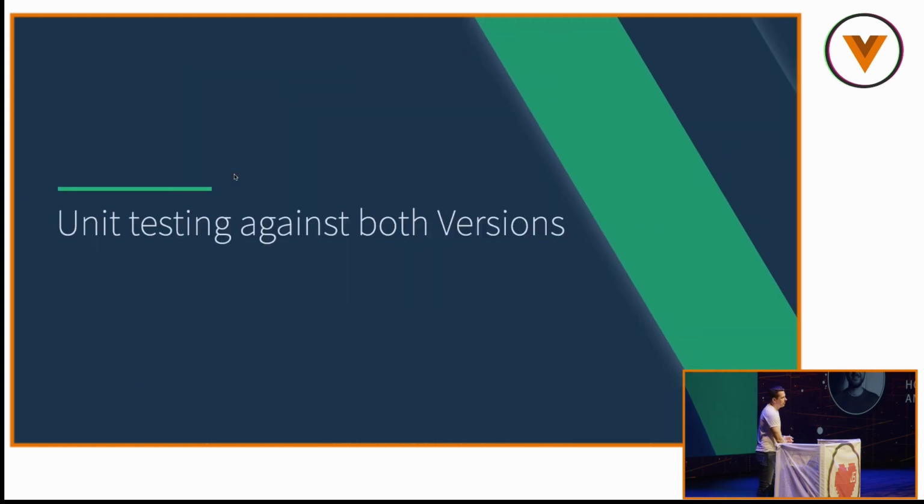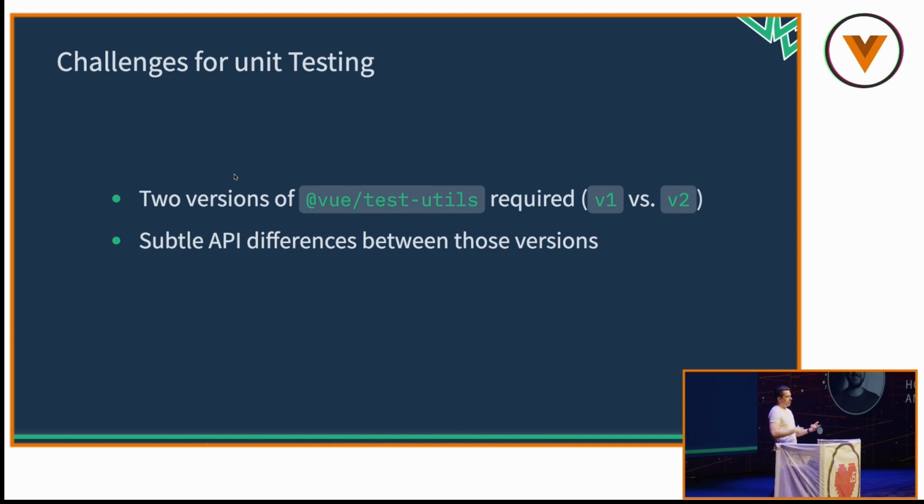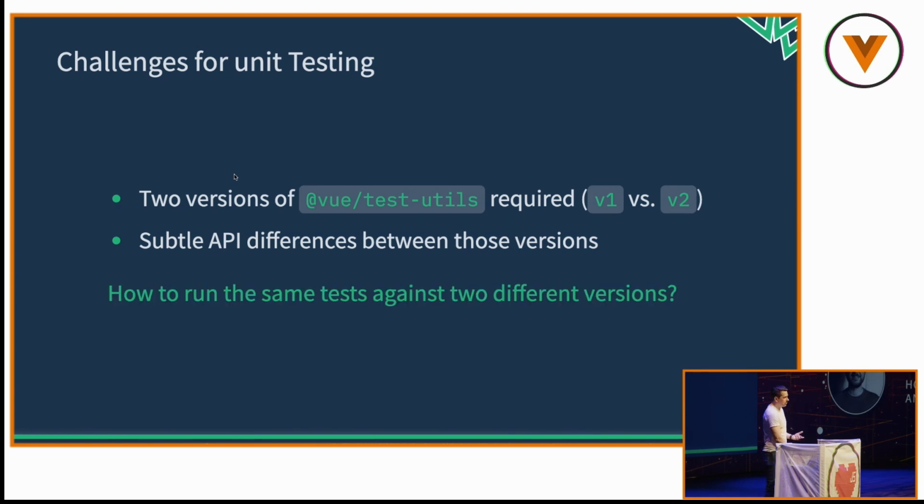Unit testing both versions is also tricky, and here we see for the first time the conflict with dependencies, because we have two versions of the test utils package. We have version 1, which is for tests against Vue 2, and test utils version 2, which is testing against Vue 3. But you need both of them in your project to actually run tests. They also have subtle API differences, so how do you write a unit test that works with both? Well, the answer is similar to what we just saw with the runtime.